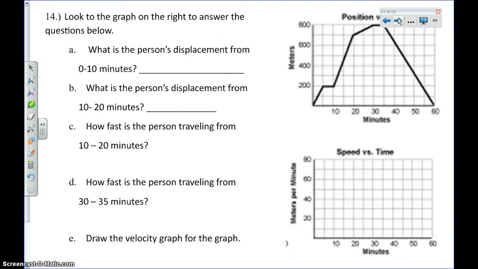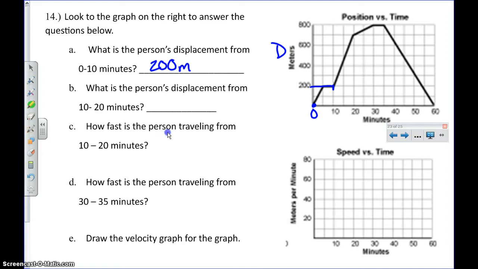Number 14. Okay, this is a graph. It's pretty tricky, so we have to break it down. The first thing we need to look at is that this is meters versus minutes, so this is just telling me my distance, okay? What is the person's displacement from 0 to 10 minutes? So from 0 minutes to 10 minutes, how far had I walked? You look over and I've gone 200 meters.